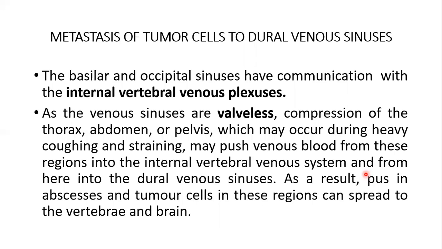The basilar and occipital sinuses have communication with the internal vertebral venous plexuses. As the venous sinuses are valveless, compression of the thorax, abdomen, or pelvis, which may occur during heavy coughing and straining, may push venous blood from these regions into the internal vertebral venous system and from here into the dural venous sinuses. As a result, pus in abscesses and tumor cells in these regions can spread to the vertebrae and brain.